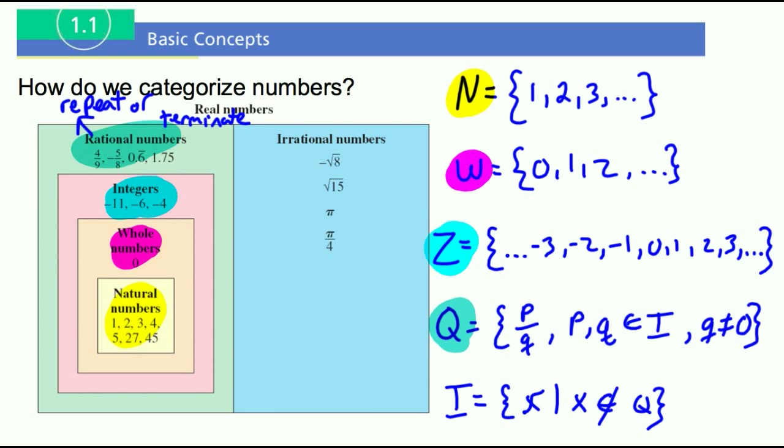So for example, the number 0.6 with a line over it is 0.66666666666 and forever, so that means it repeats, so that's fine.